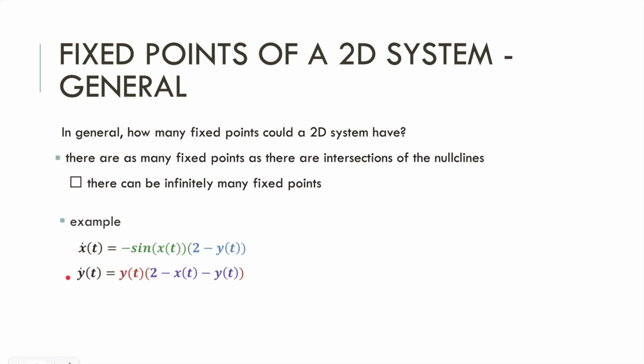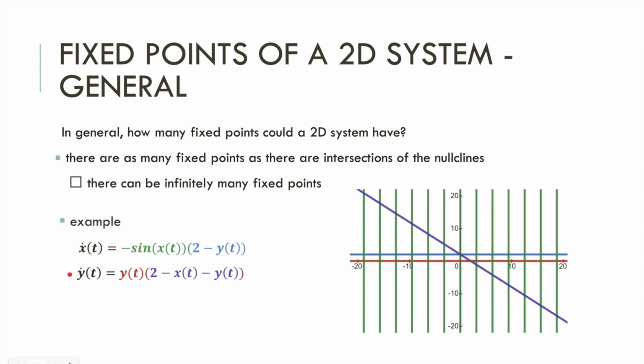Suppose we have a system composed of the following two differential equations. The nullclines for this system are plotted in this graph. As you can see, there is an indefinite amount of intersections. This is because of the nullcline minus sine of x of t equals 0, which we can derive from x dot of t in the same fashion as we did before. Therefore, this system has infinitely many fixed points.